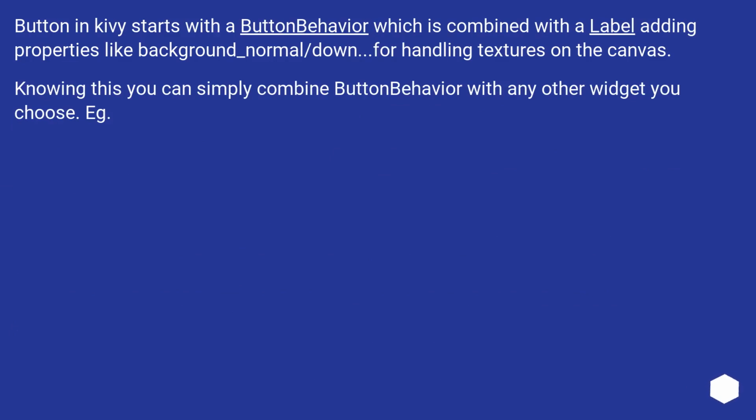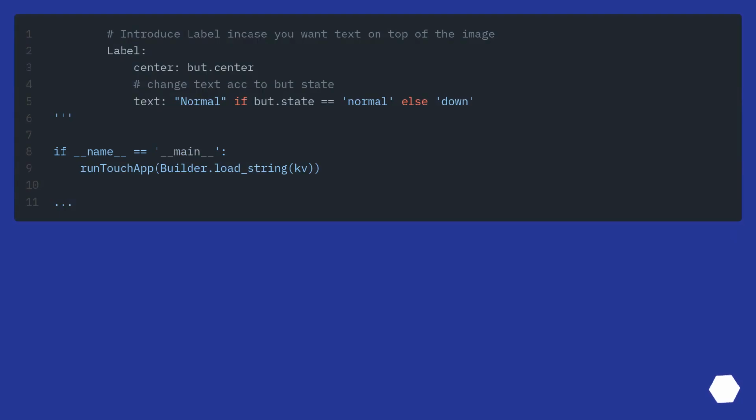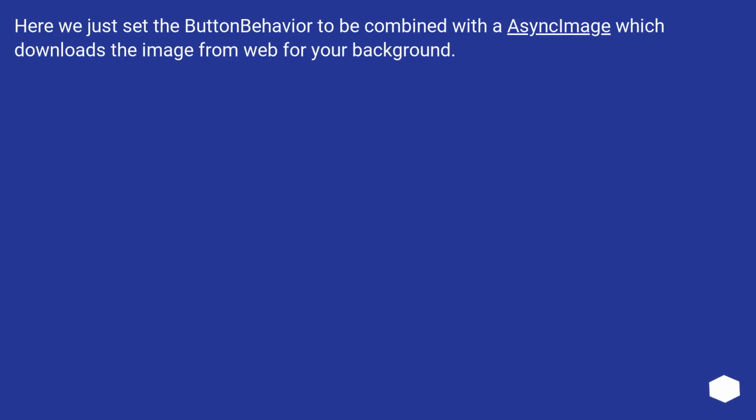Button in Kivy starts with a button behavior which is combined with a label, adding properties like background_normal/down for handling textures on the canvas. Knowing this, you can simply combine button behavior with any other widget you choose, e.g. here we just set the button behavior to be combined with an async image, which downloads the image from the web for your background.